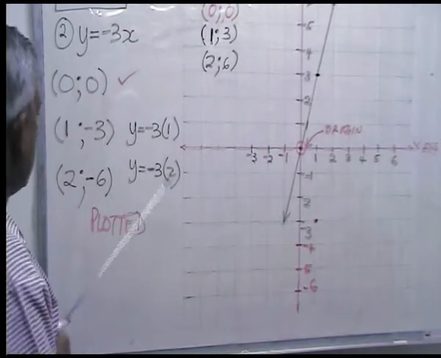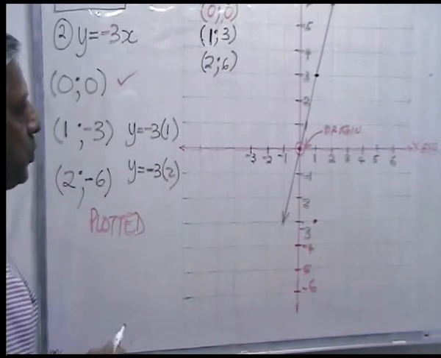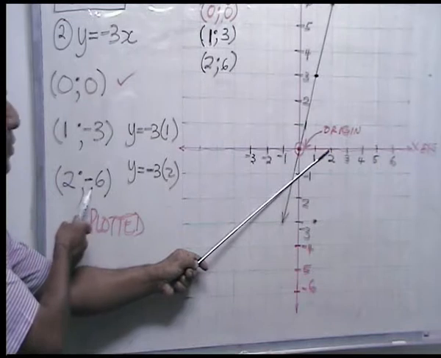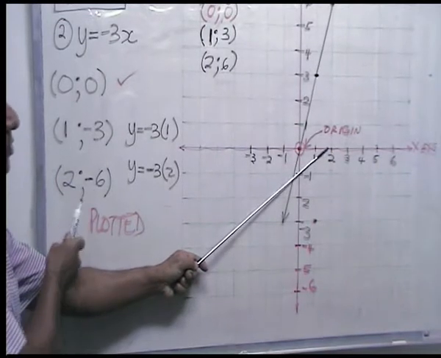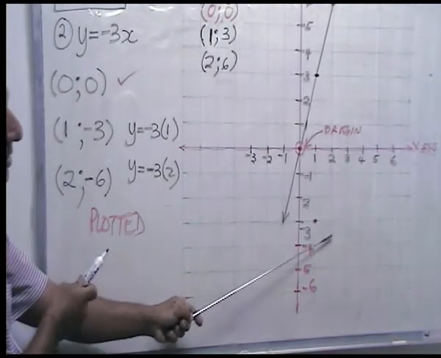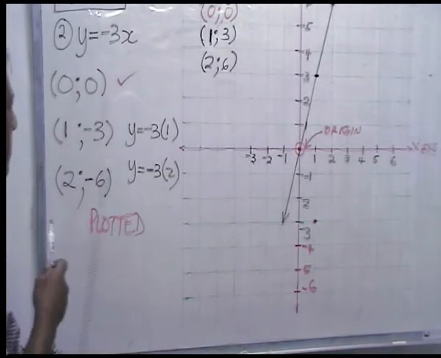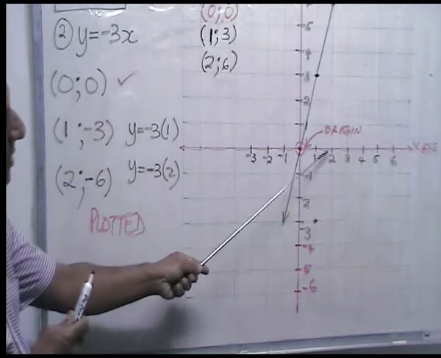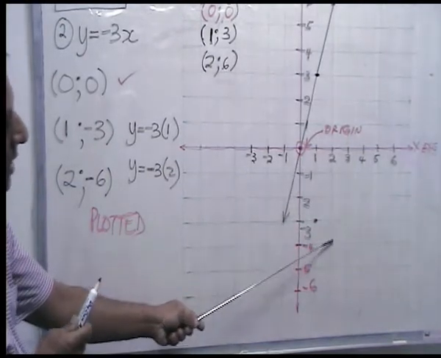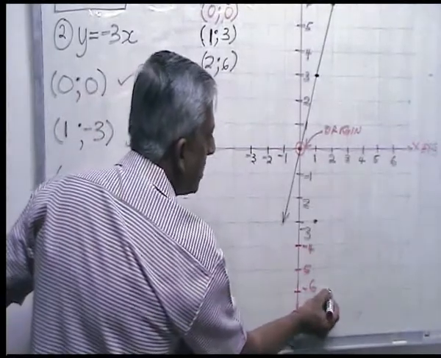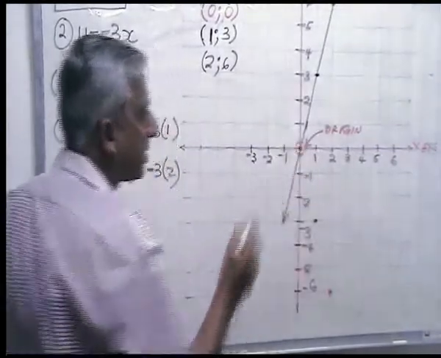Now, the next ordered pair is 2, minus 6. So you look for 2 first. 2, minus 6. So you look for 2 and then it goes down to minus 6. You see, go and stop there. I'll repeat. 2, minus 6. There's your 2 and there's your minus 6. So you put your dot there. So we've got a dot here, we've got a dot here, and we've got a dot here.